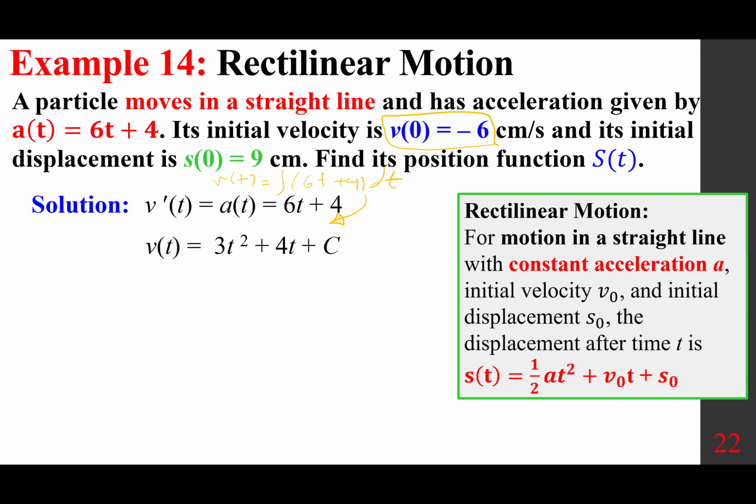This makes it an initial value problem, and v of 0 equals negative 6, so replace it. V of 0 is c, v of 0 equals minus 6. In other words, if I replace it, class, v of 0 is what? 0 plus 0 plus c, and it's minus 6, right? So that means c must be minus 6. And that means here's v of t: 3t squared plus 4t minus 6. That's the meaning of it.